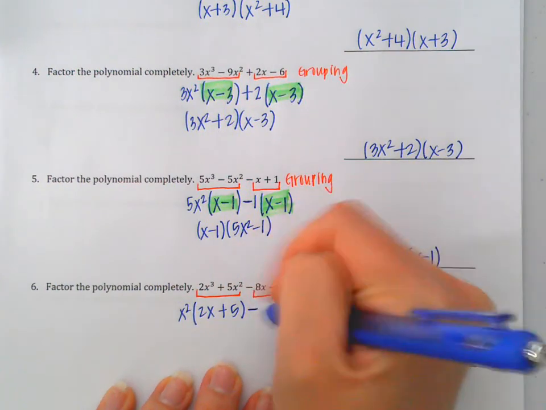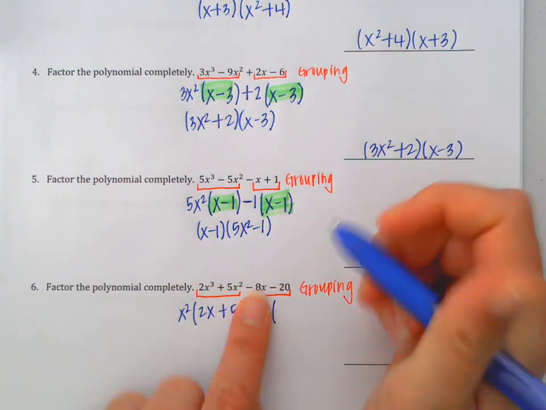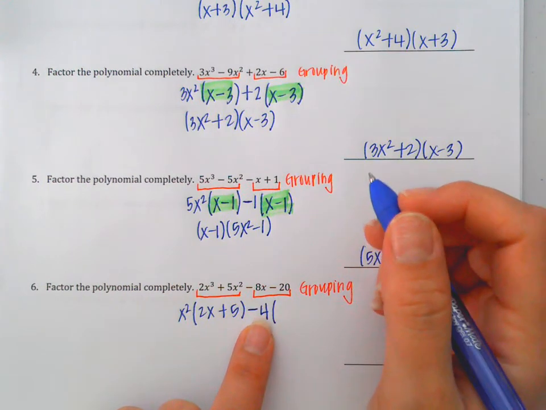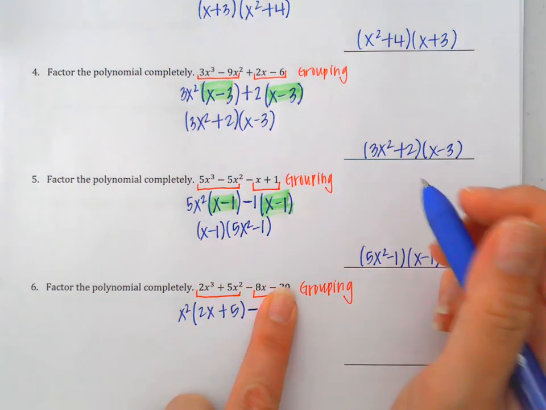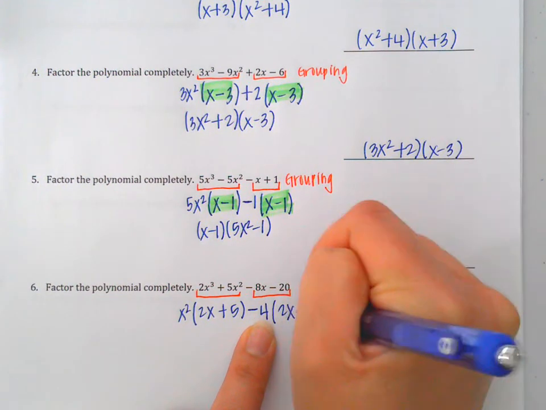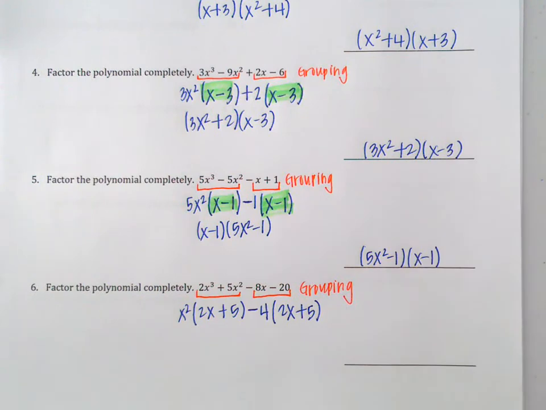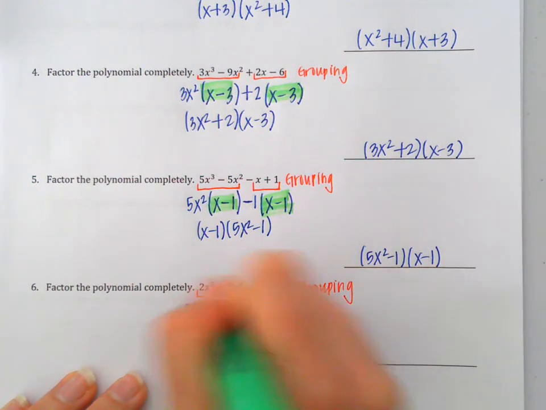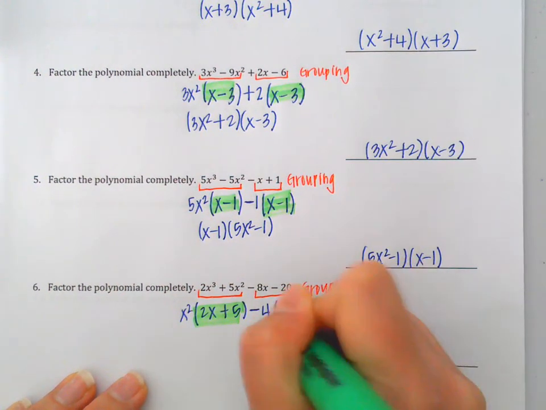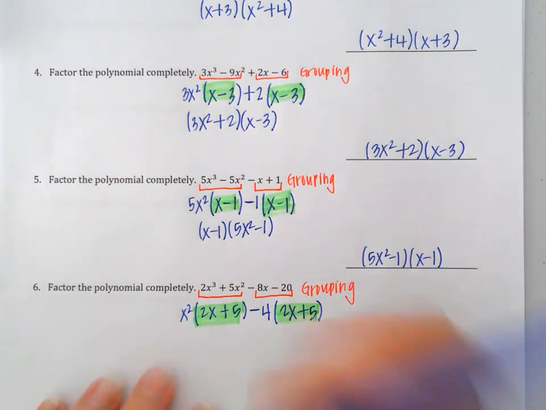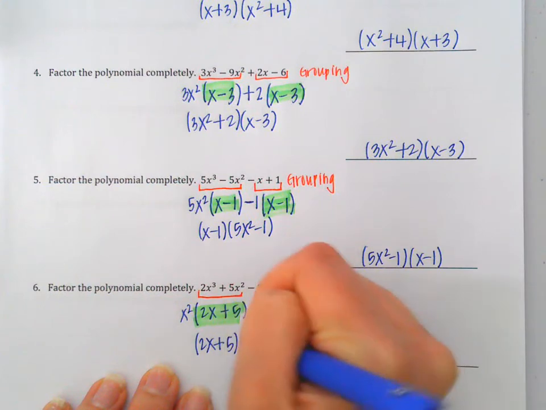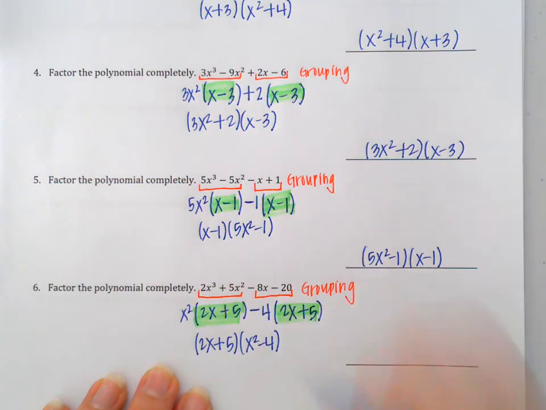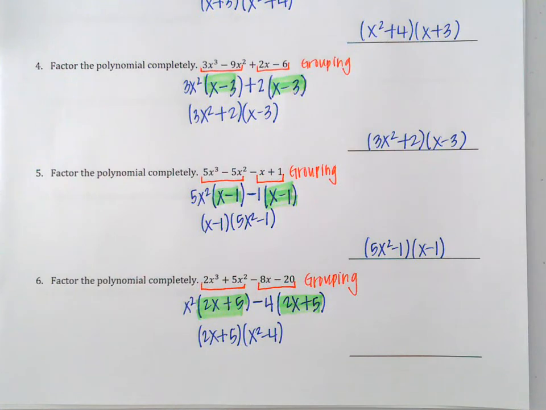So we're going to factor out a negative 4. So negative 8x divided by negative 4 is positive 2x. And negative 20 divided by negative 4 is positive 5. Now, are these the same? And they are, which is great. So we can write it as 1, 2x plus 5. And then what's left? Now, what's left, we have 2x plus 5 times x squared minus 4.